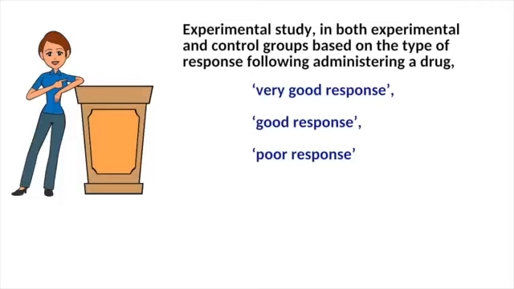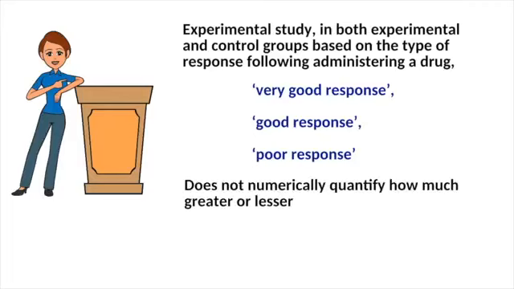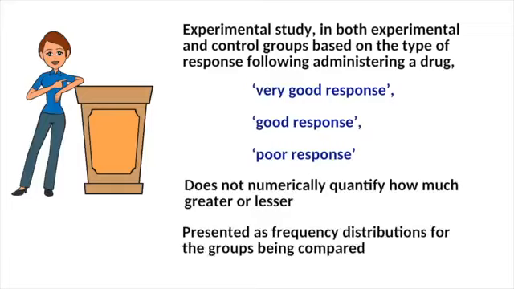It indicates that very good response is better than good response, and good response is better than poor response. However, it should be noted that ordinal scale does not numerically quantify how much greater very good response is when compared to a good response. Results of research data measured in ordinal scale would be presented as frequency distributions for the groups being compared.